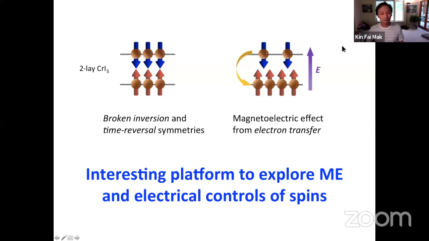For instance, a naive way of thinking about how an electric field can possibly control spins in this system is that if you apply a perpendicular electric field, some of the electrons will be able to transfer from the top layer to the bottom layer. And because the intralayer exchange is so much stronger, the spin from this top layer has to flip when you go to the bottom layer. And effectively, you just flip one spin from spin down to spin up, and you generate magnetization, simply by applying an electric field in this charge transfer mechanism.